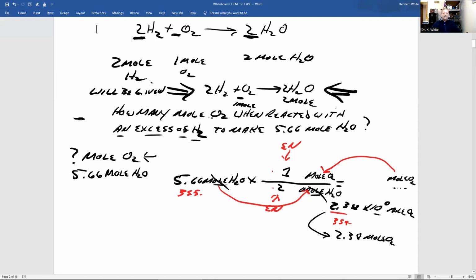How many moles of oxygen, when reacted with an excess of hydrogen, is needed, forgot to write that in, sorry, is needed to make 5.66 moles of water? So we're trying to find moles of oxygen. Whenever you see something in excess, you can ignore it.